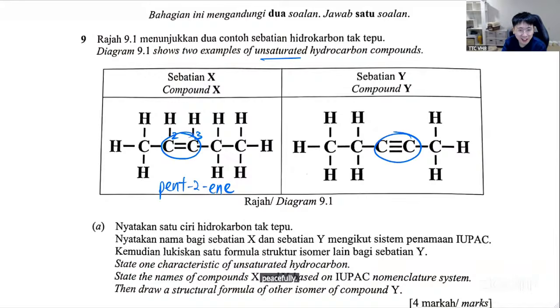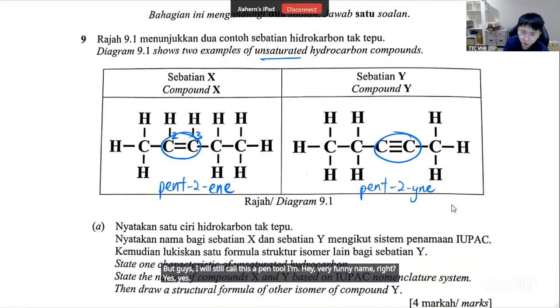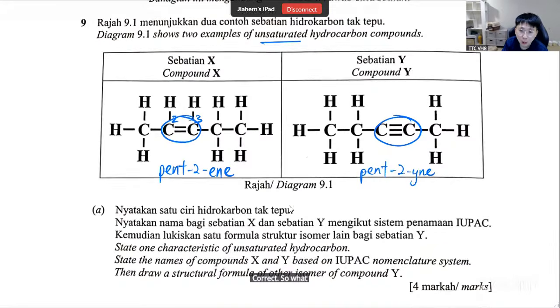No, correct. If you break up peacefully, pretty butt. If you break up not peacefully, pretty beach. Okay. So on the right hand side, what is this? This is also pent, but pen what? It's a triple bond. Pentyne, correct? Y and E. But guys, I will still call this a pentoine. Very funny name, right? But yes, it's correct. So what they want is state 1 characteristic of unsaturated hydrocarbon.